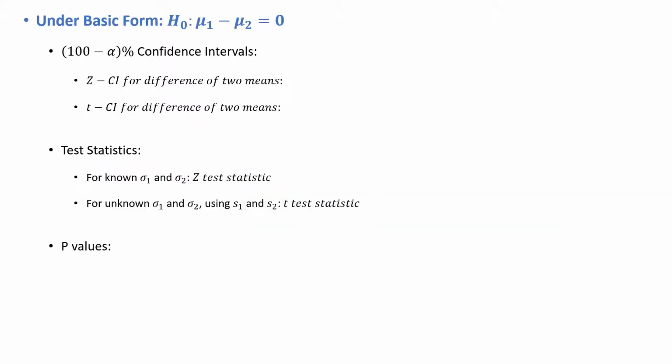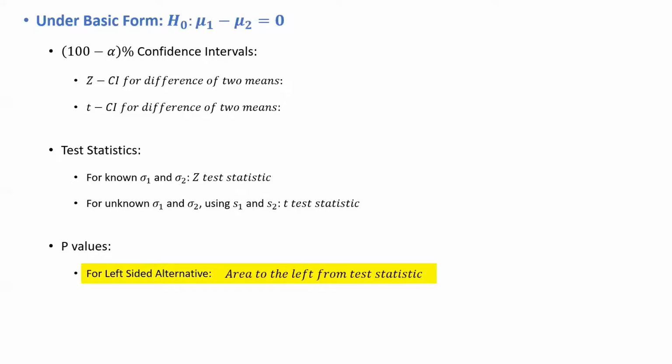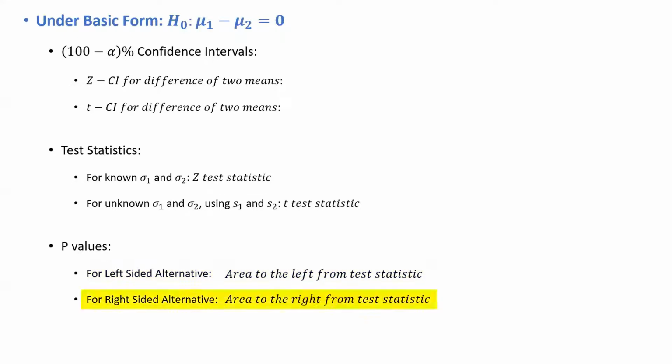Testing procedures with the test statistics stay the same. For Z-test statistic, you will have to compare against the Z critical values. For T-test statistics, you will have to compare against the T critical values. The p-value method is also the same. The p-value for a left-sided alternative is the area to the left from the test statistic. For a right-sided alternative, the p-value is the area to the right from the test statistic.